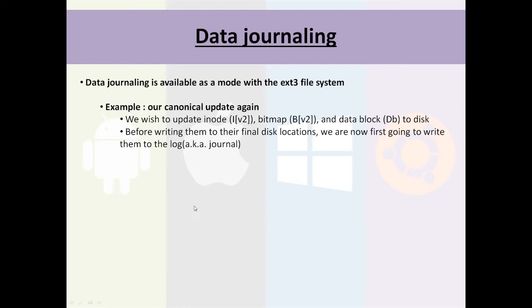So say we have that canonical update again. So it's that update with those 3 steps. So say we wish to update our inode, our bitmap, and that data block DB from that original example. Before writing them to their final disk locations, all we're going to do now is write them to a log. We're going to first write this process to a log. So it's like a temporary storage, basically, or temporary writes.